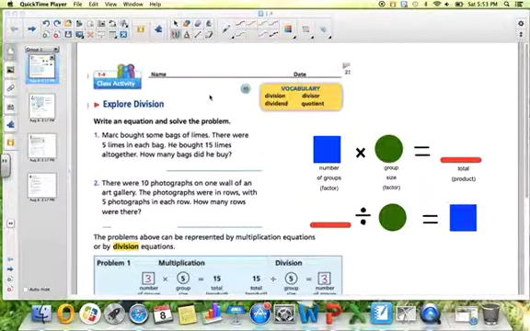All right, we are working on Unit 1, Lesson 4. Turn to page 23 in your student activity book, and we will start solving division word problems in which the number of groups is unknown.